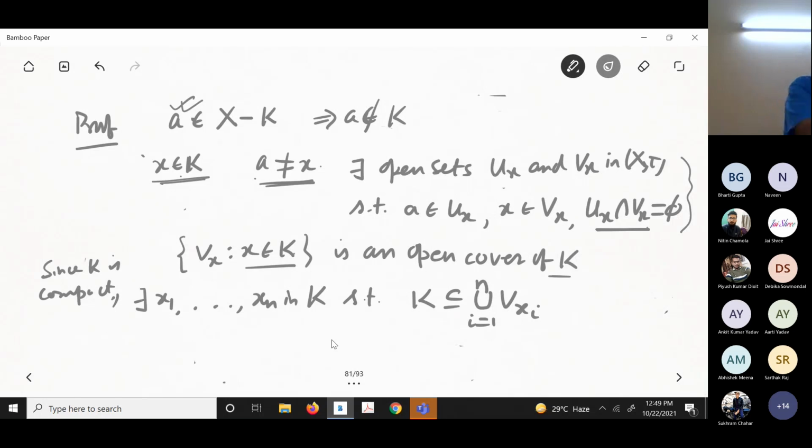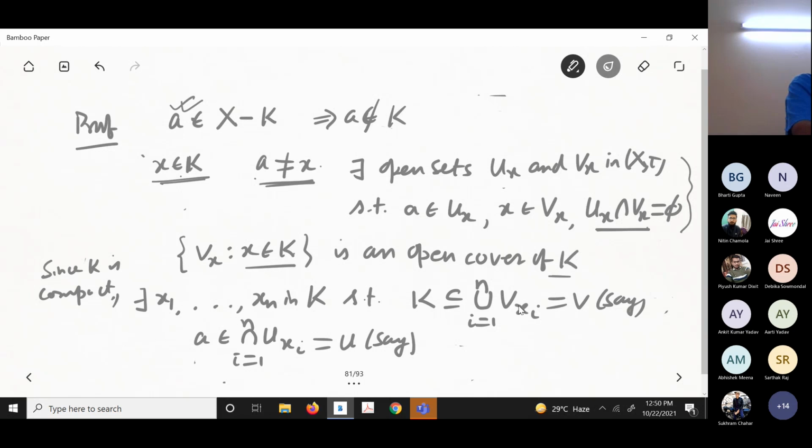Now you see that for each xi, consider Uxi. That means A belongs to this. Corresponding to each Vxi, you have Uxi, but Uxi contains A, so their intersection will also contain A. So you take this, I'll call it V. Look, it is a finite union of open sets, so this is open. And this U is an open set because it is a finite intersection of open sets. Be careful, the finite. If I had an arbitrary intersection, it need not be open. So it is open.